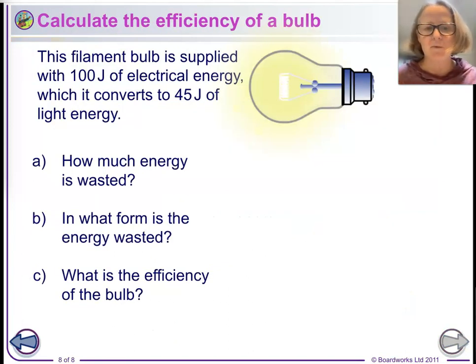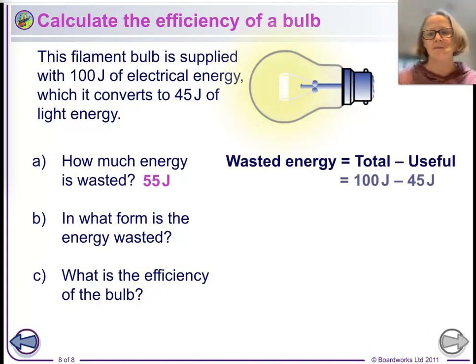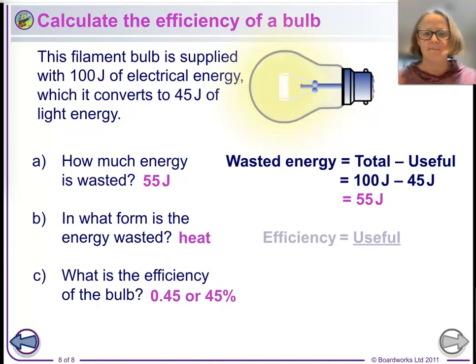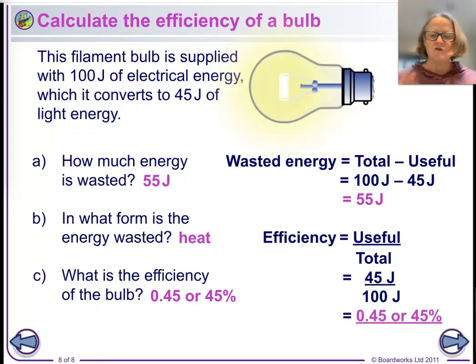Let's have a look at this filament bulb. You can pause this video and work this out for yourself and then check if your answers are correct. So we have a filament bulb which is being supplied with 100 joules of electrical energy, converting 45 joules into light energy. So if you go through the steps, how much energy is wasted? In what form was it wasted? Heat. And what is the efficiency of this bulb? So if you got 45%, then you were correct.